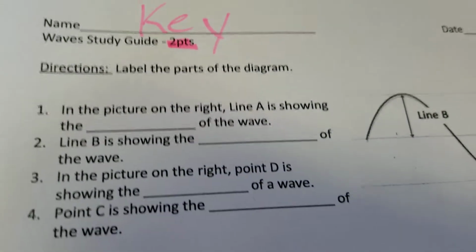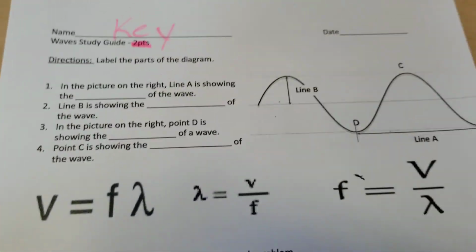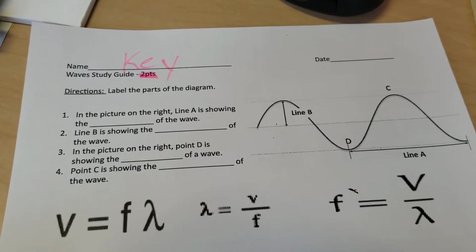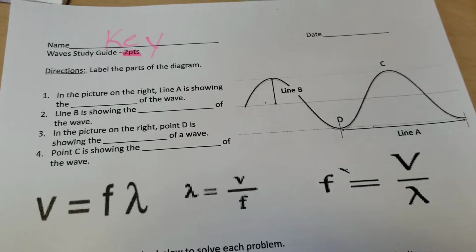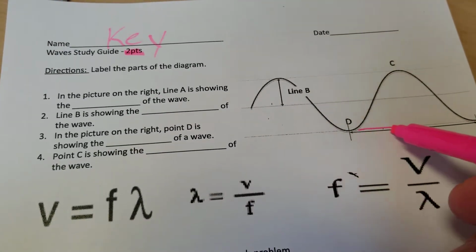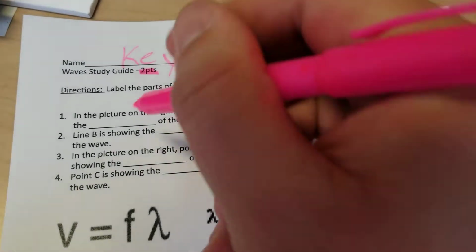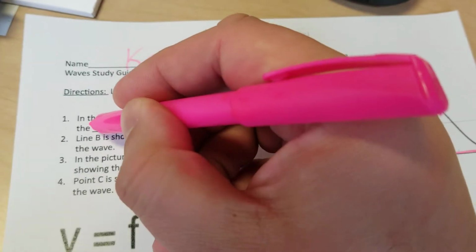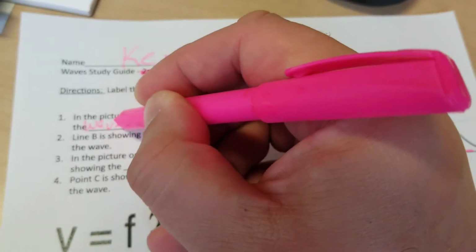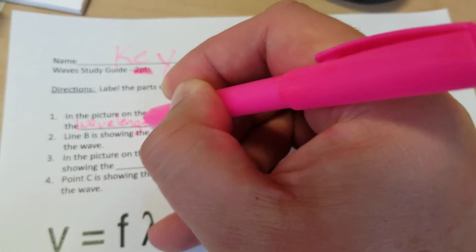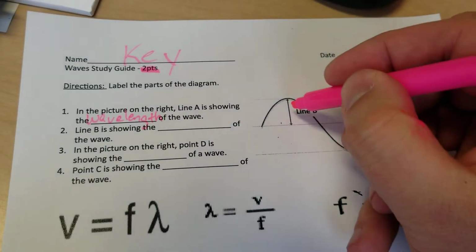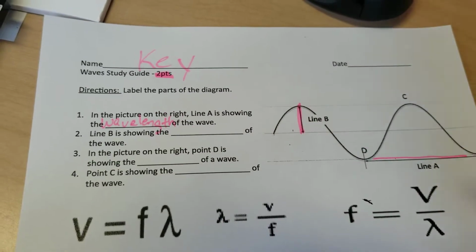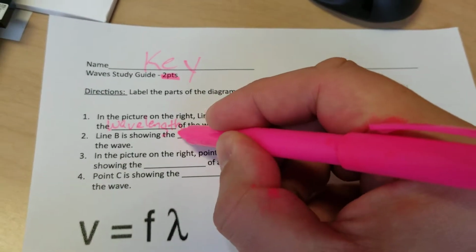at the picture on the right. In the picture on the right, line A is showing the wavelength of the wave. So looking at line A here, you don't need to highlight it on your copy. It is showing wavelength. Okay. Line B, again, you don't need to highlight, just making sure we're all in the same place. That is showing the amplitude.